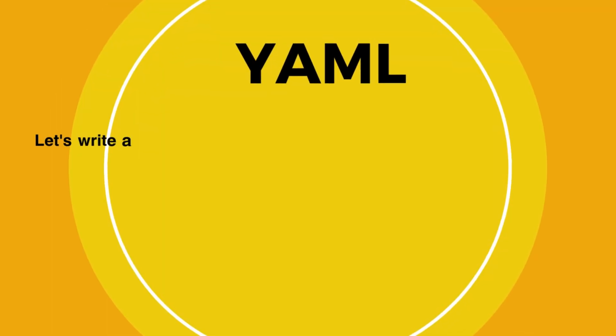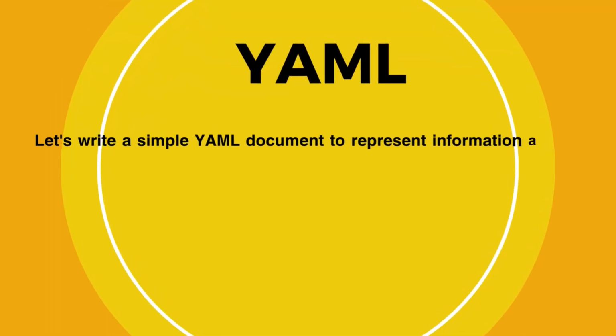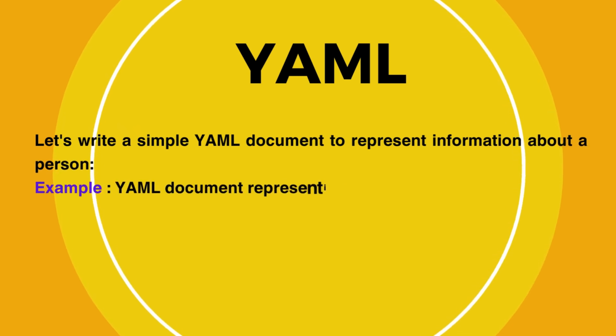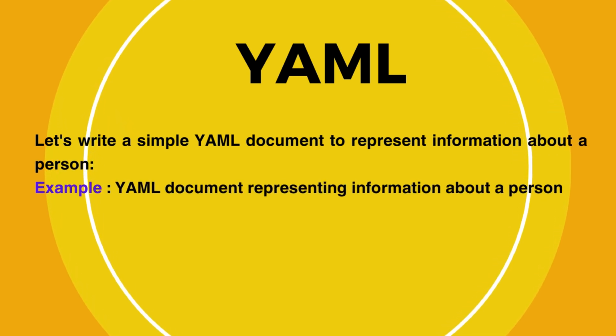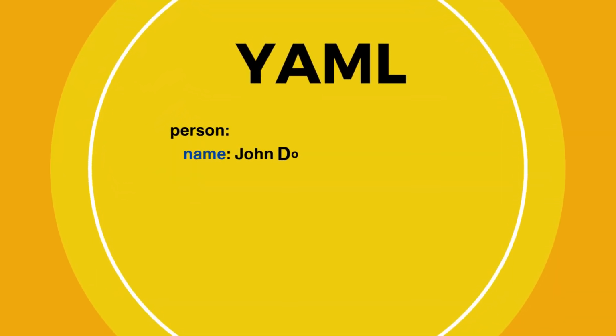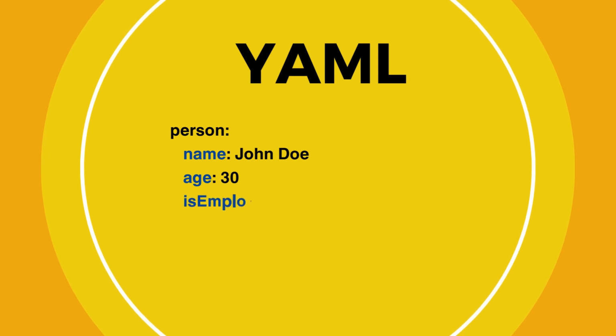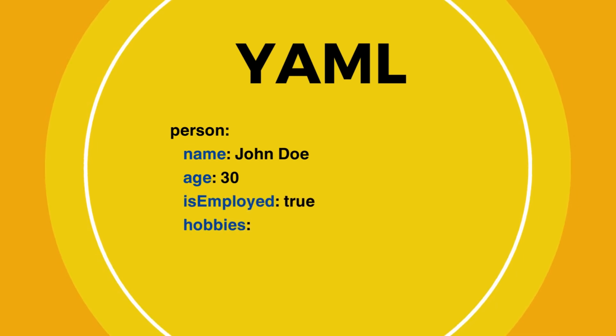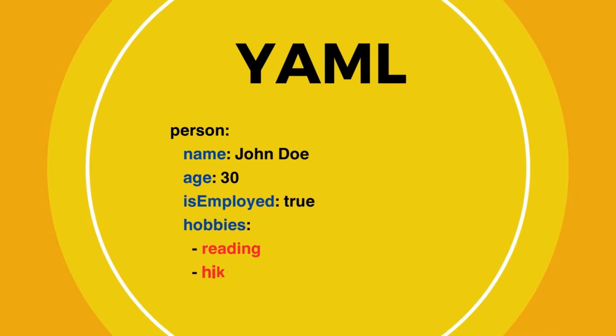Let's write a simple YAML document to represent information about a person. Example: YAML document representing information about a person. In the above YAML document, person is a mapping key that represents a person. Under person, name, age, and is employed are scalar keys, each with corresponding values. Hobbies is a sequence key with multiple items listed as its values. This YAML document provides clear and concise information about a person, including their name, age, is employed, and hobbies.